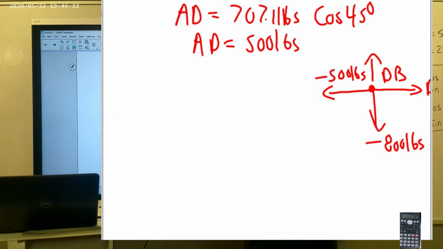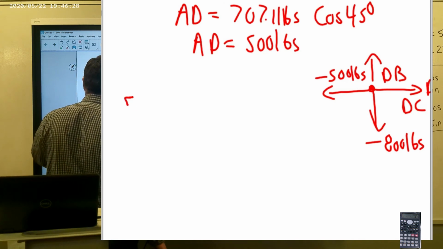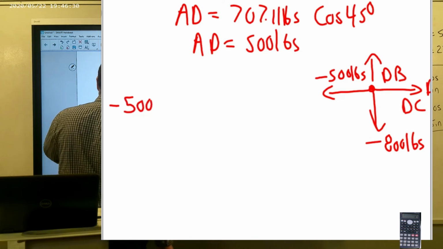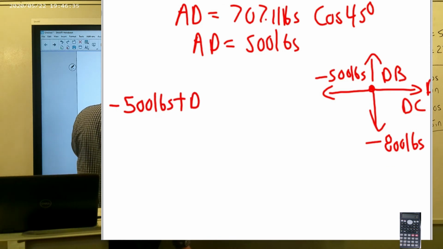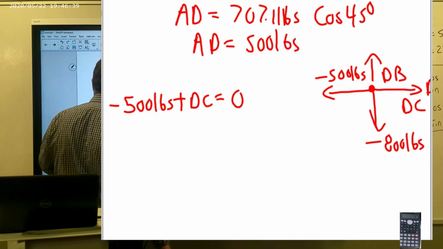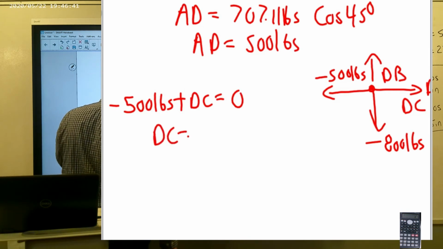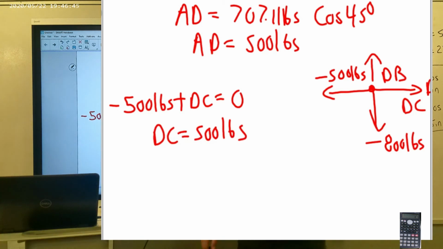So we'll set up our equations. Sorry, that went off the screen a little bit. So negative 500 pounds plus DC equals 0. Therefore, add 500 pounds to both sides. DC equals 500 pounds. Positive answer means our assumption of tension was correct.